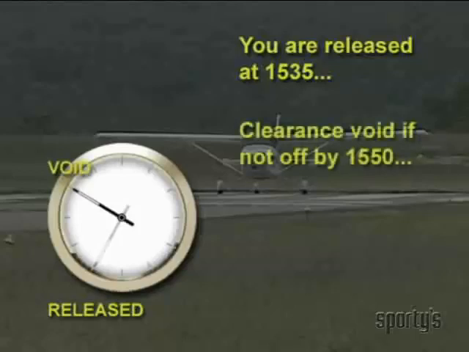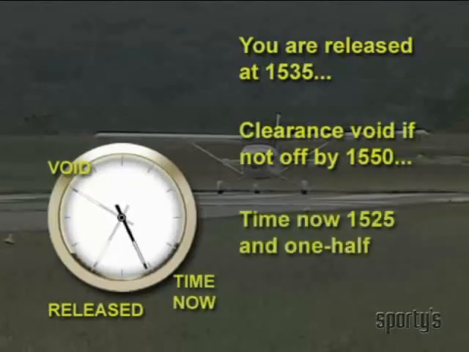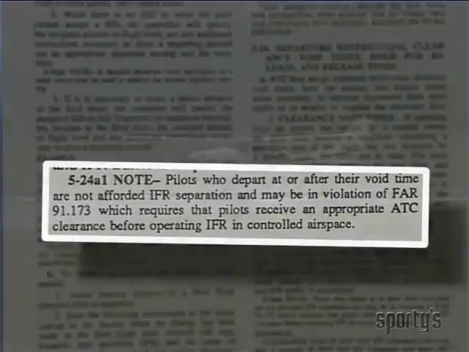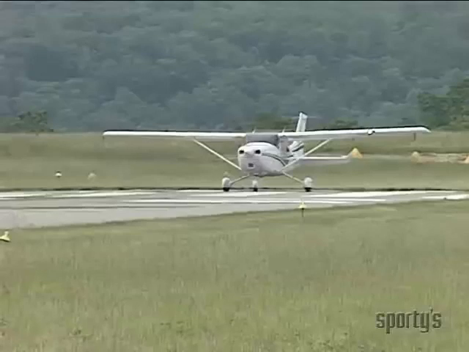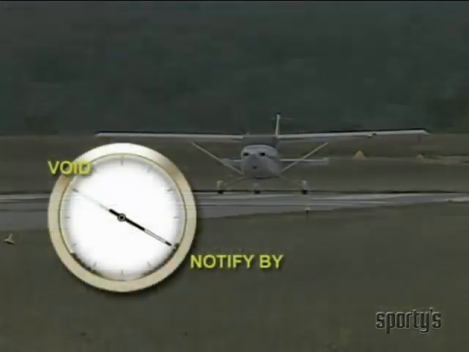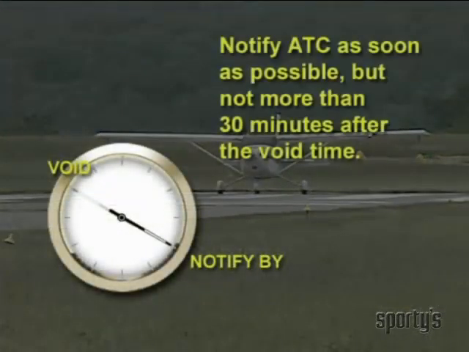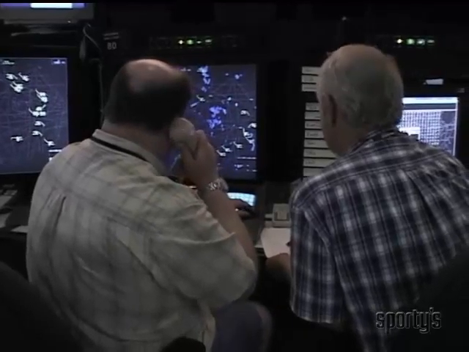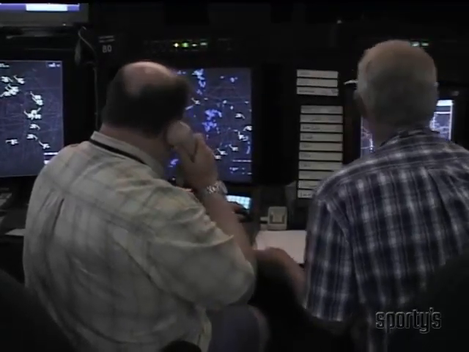Void time is the latest time for takeoff. In order to use the departure airspace, the airplane must take off by the void time. Pilots who take off at or after the void time are not afforded IFR separation and may be in violation of the rule which requires a clearance to operate under IFR in controlled airspace. Because airspace is reserved for departure aircraft, pilots who do not depart by the void time must notify ATC as soon as possible, but not more than 30 minutes after void time. If ATC has not been contacted, search and rescue is initiated 30 minutes after void time.